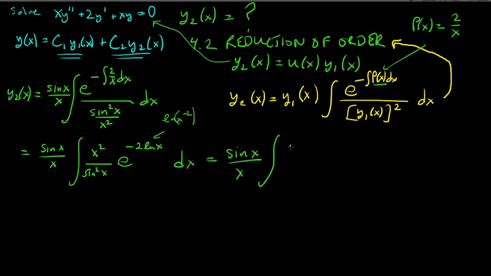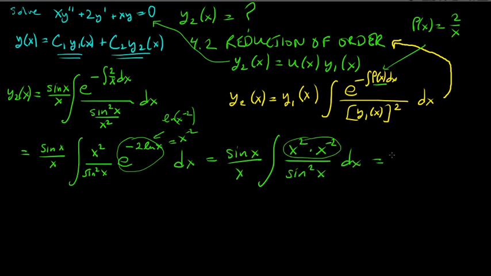We still have to integrate, right? We get x squared, and then all of this is just x to the negative 2. So how fortuitous, we get x to the 0 divided by sine squared of x dx. So this is just 1, right? And so now we just have to integrate. First of all, sine x over x is on the outside. Then we integrate 1 over sine squared, which you hopefully remember as cosecant squared.